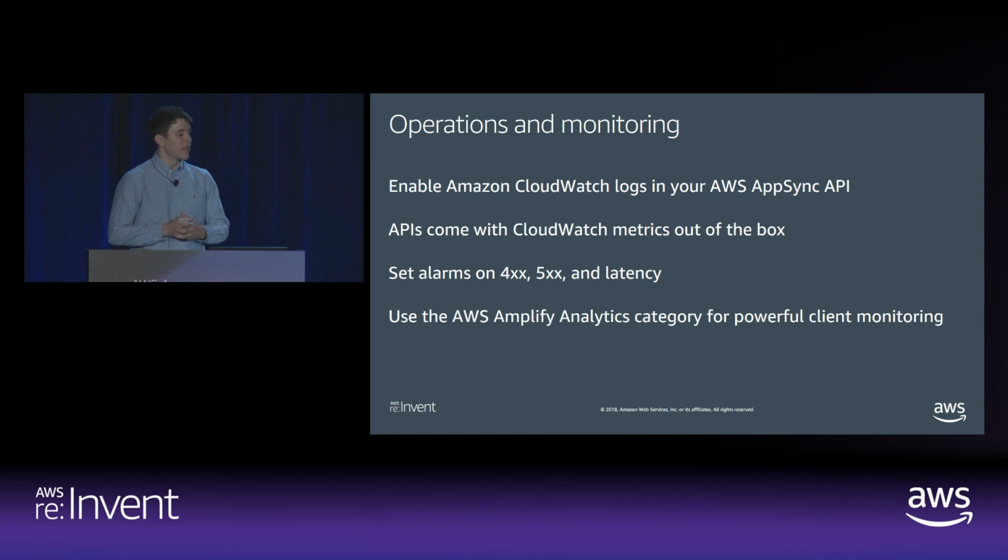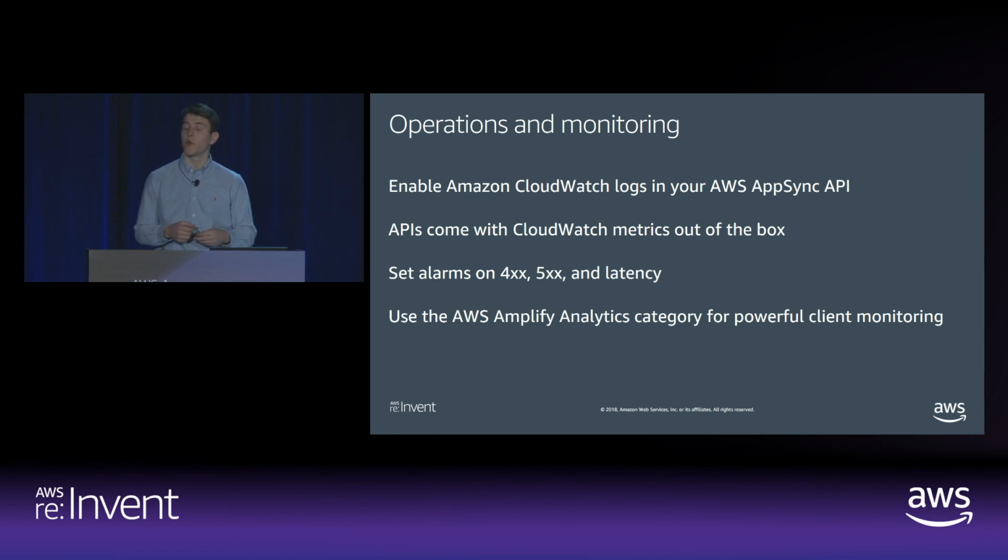So then in terms of operations and monitoring, there's a few things that I'd recommend you do. The first is there's support for CloudWatch in every Amazon AppSync API. All you have to do is toggle a switch, and then we'll start streaming basically resolver and per field logs into your CloudWatch account for you.